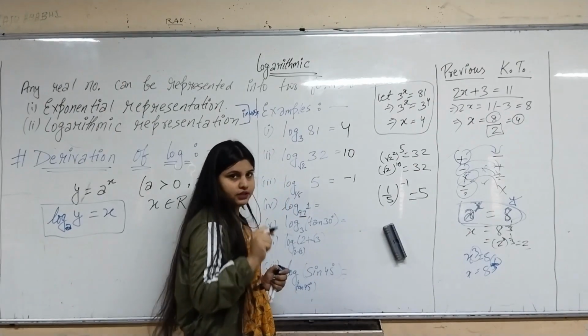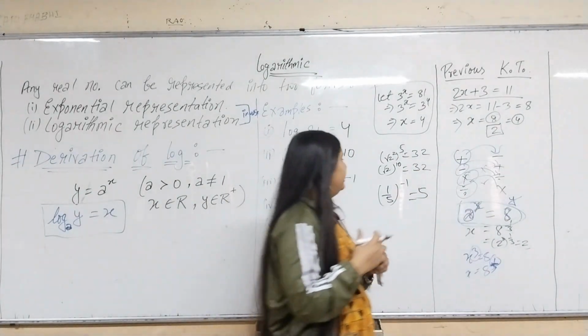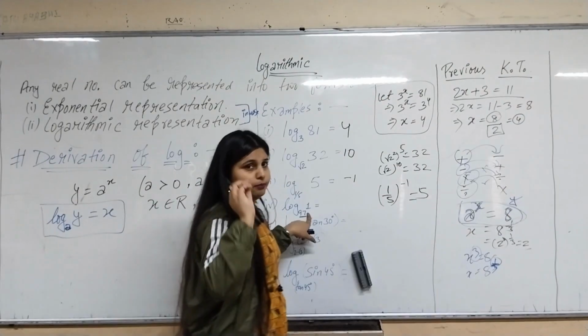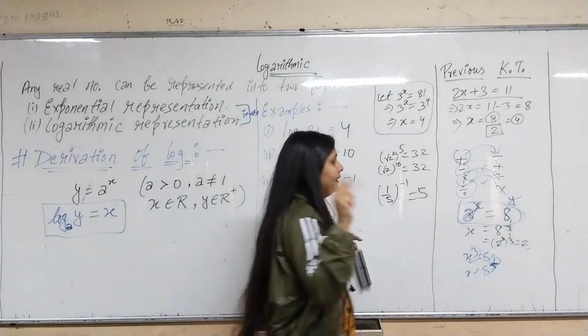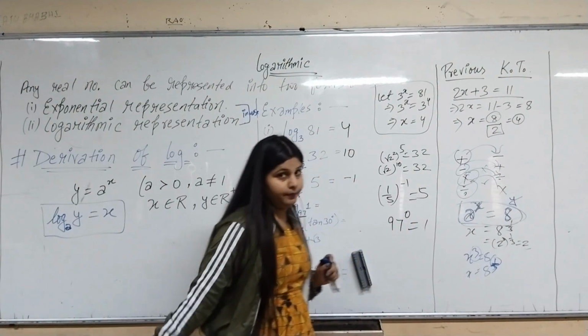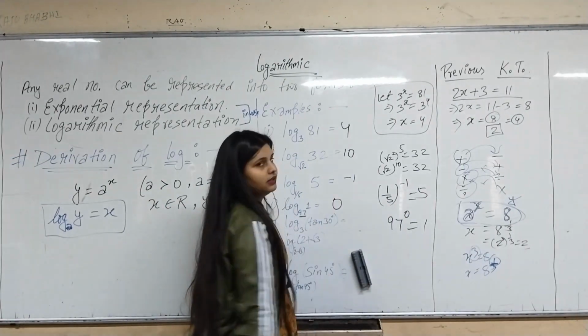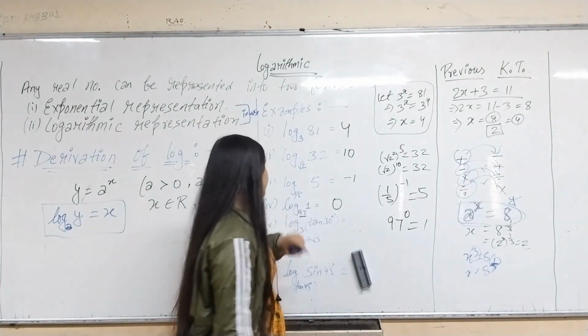To get that smallest natural number, what? You are saying in standard 8 or 9 you got that with power 0. Any number to the power 0 is 1. Yes, that's right. 97 to the power 0 will give us 1. So here we will have the answer as 0.